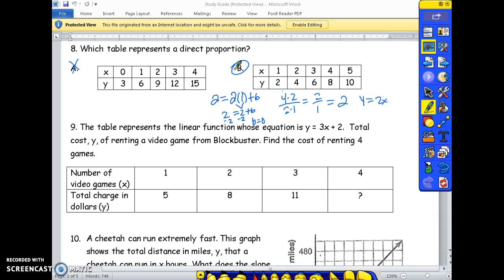Number 9, the table represents a linear function whose equation is y equals 3x plus 2. The total cost y of renting a video game from Blockbuster. Find the cost of renting 4 games. So y equals 3 times 4 plus 2. 3 times 4 is 12. 12 plus 2 is 14. Number 10.